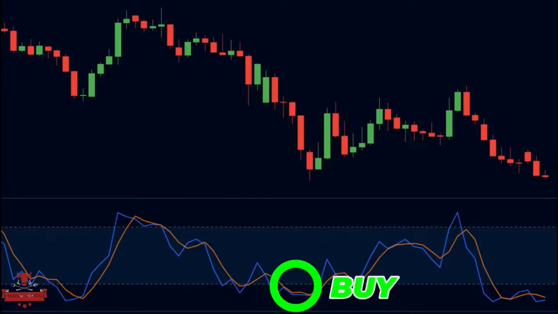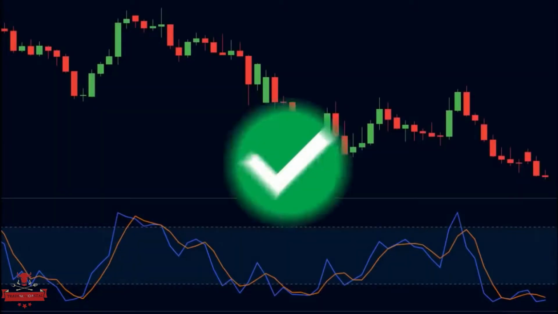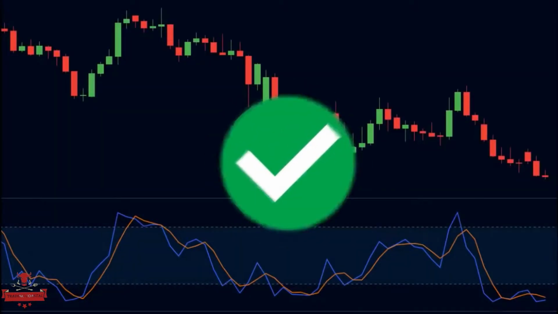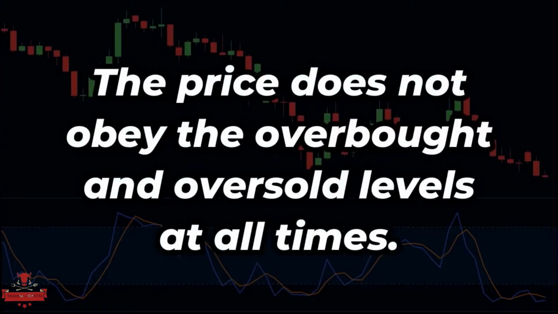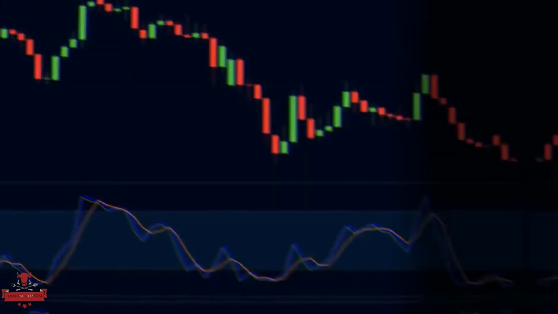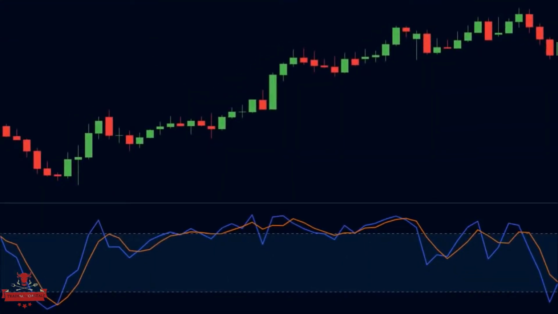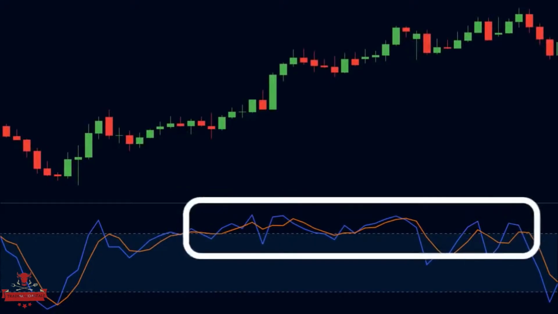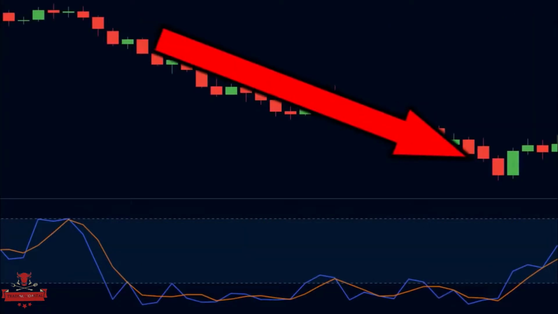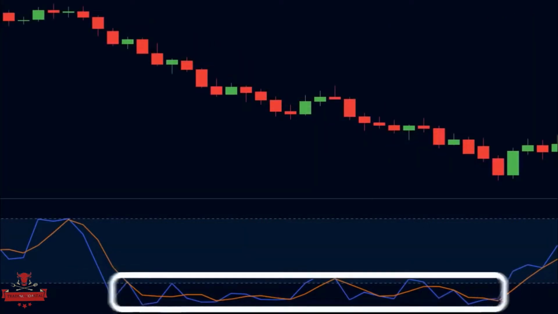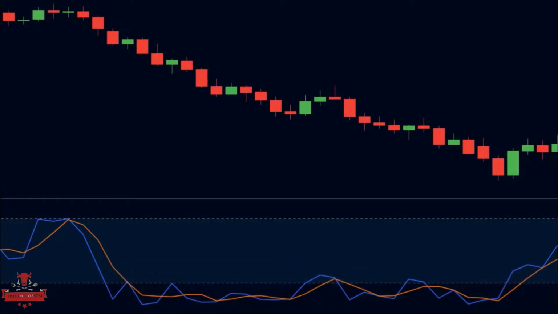So, a great strategy would be to sell when the stochastic goes overbought, and buy when it turns oversold. Now, while that strategy may sound good in theory, in real life, the price does not obey the overbought-oversold conditions at all times. So sometimes, in a strong uptrend, the stochastic may remain overbought for extended periods without any downside move. Similarly, in a strong downtrend, the stochastic may remain oversold for a long period of time without any upside move.